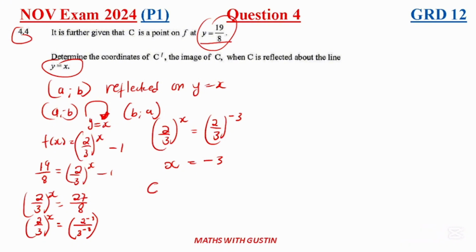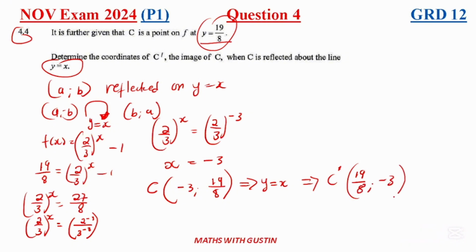Therefore, the coordinates of C will be (-3, 19 over 8). Now, when you reflect it along y equals x, we said x and y will swap, so 19 over 8 will become our x, then -3 here. So this is our new reflection. And that was question 4, guys.